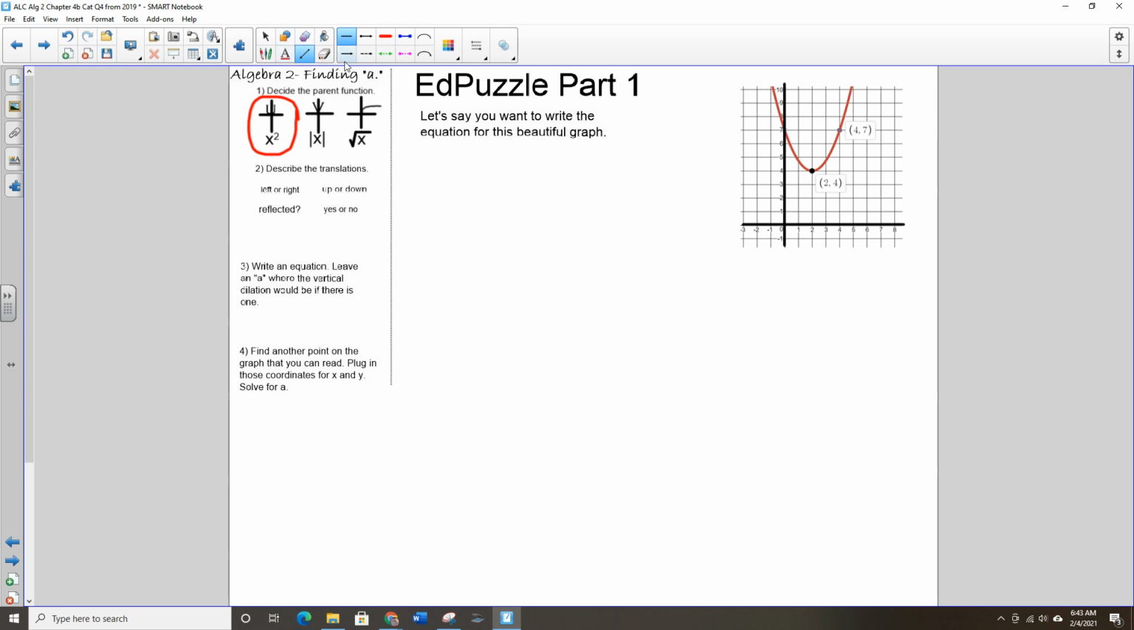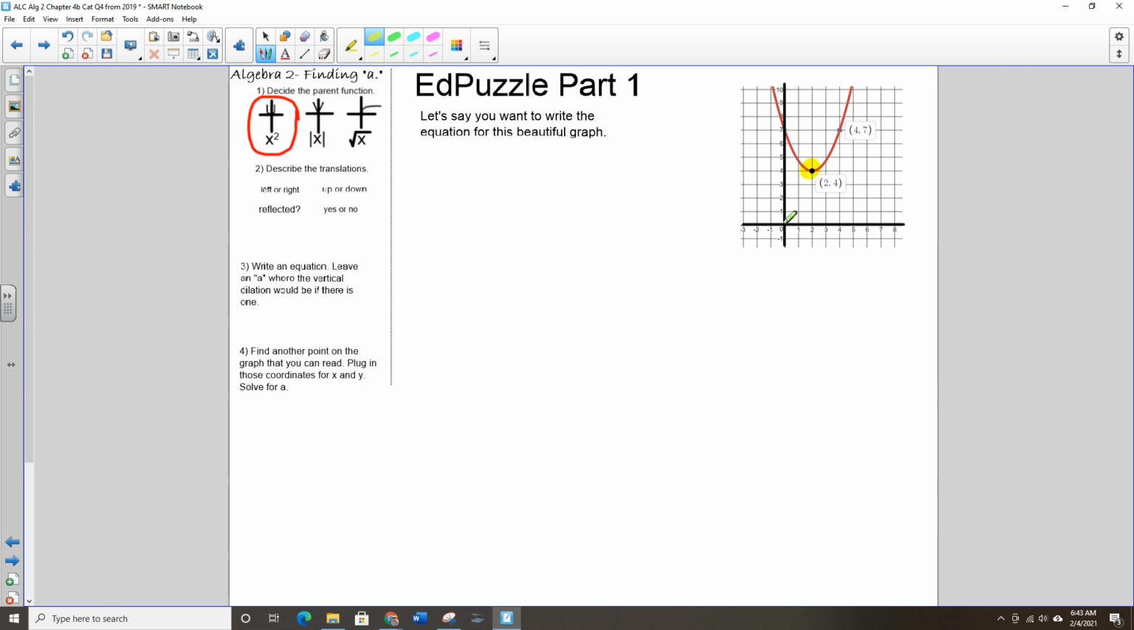You're looking at the vertex. If you're looking at this diagram right here, what is the vertex? Is it 2, 4, or is it 4, 7? Hopefully you said it was 2, 4. Remember that the vertex is the point where the parabola changes direction. So that's what we're going to keep our focus on. This is going to help us write almost our entire equation.